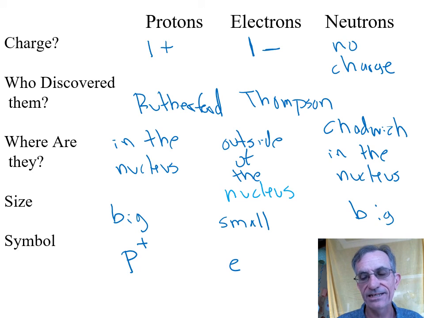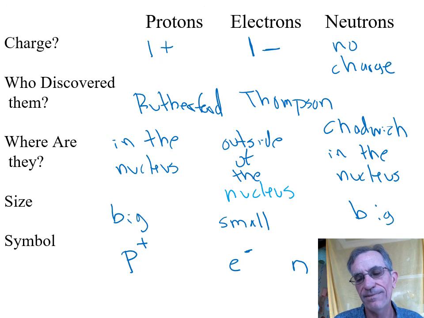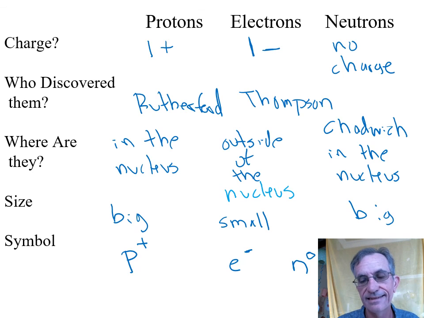Again, we like to make sure you remember the charge, so with a little minus sign there. Neutrons don't have a charge, so they're just N. Once in a while, you might see a little 0 there to remind you they have no charge, though sometimes you won't. So protons are P plus, electrons are E minus, and neutrons have no charge. Those are the three parts of an atom.